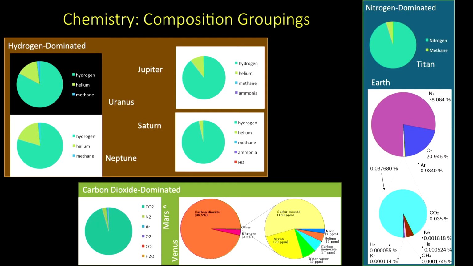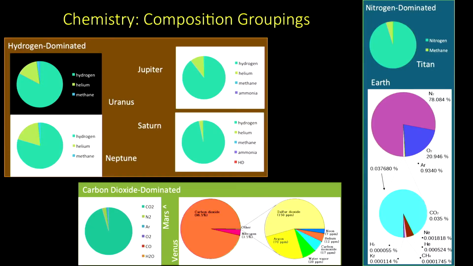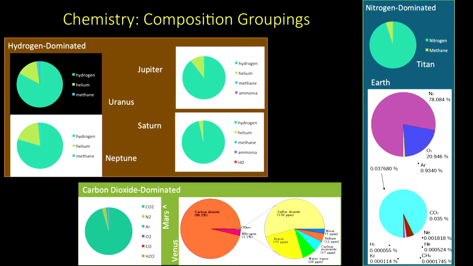So if we start with the chemistry, we see 3 different kinds of atmospheres in our own solar system. We've got the hydrogen-dominated ones. These are, by and large, the giant planets, so the biggest slice of the pie there is hydrogen gas. But amongst the other atmospheres, we see 2 different kinds, and these are the more process atmospheres. We see nitrogen-dominated ones, like Titan, which is 95% nitrogen. Here's Earth, which is 78%. And then we see carbon dioxide-dominated atmospheres, places like Venus, places like Mars.